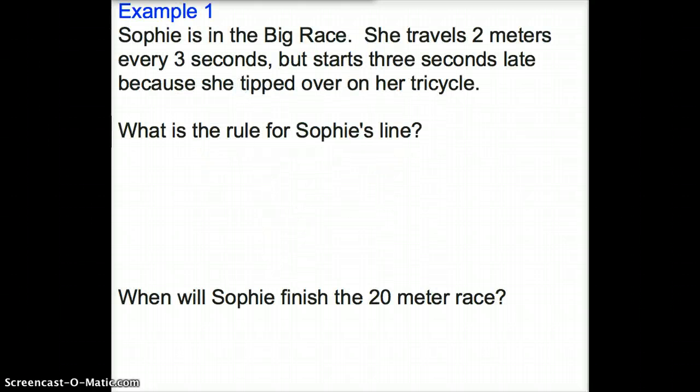So first example, Sophie's in the big race. She travels 2 meters every 3 seconds, but starts 3 seconds late because she tipped over on her tricycle. What is the rule for Sophie's line? So right away the question's asking about the rule, but it might be helpful to make a graph of this in order to help us understand what it is that they're asking us to do.